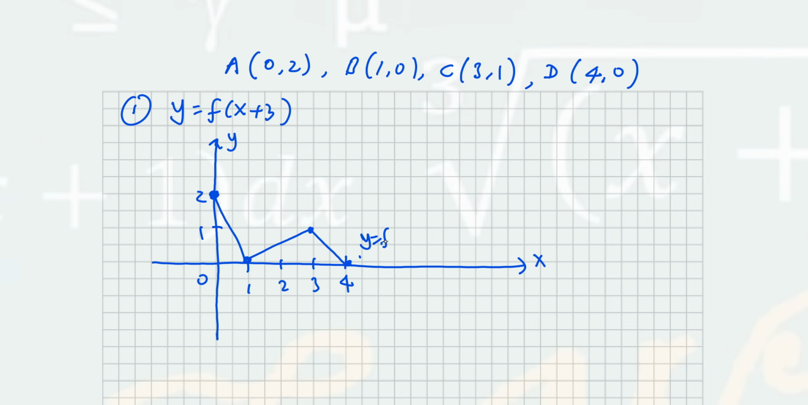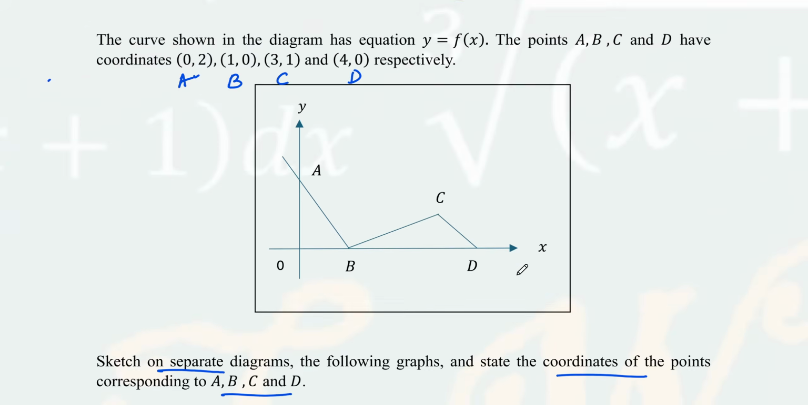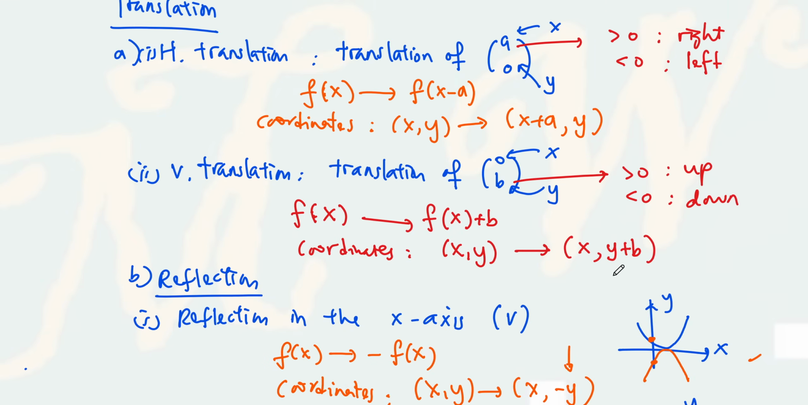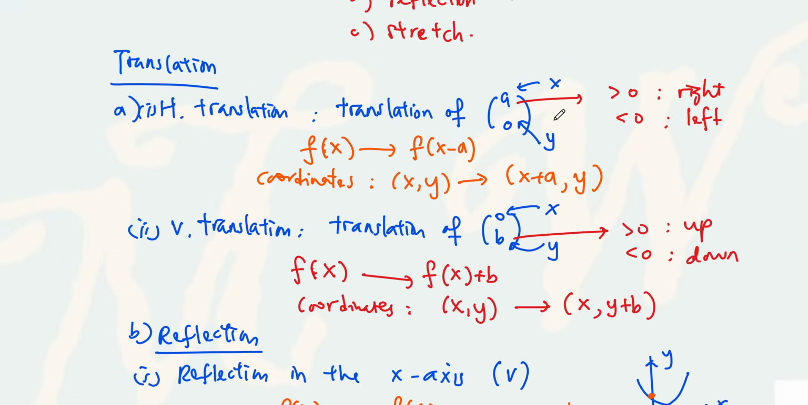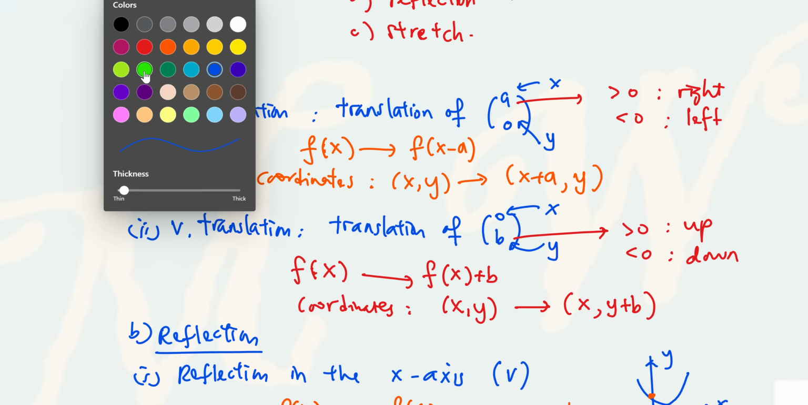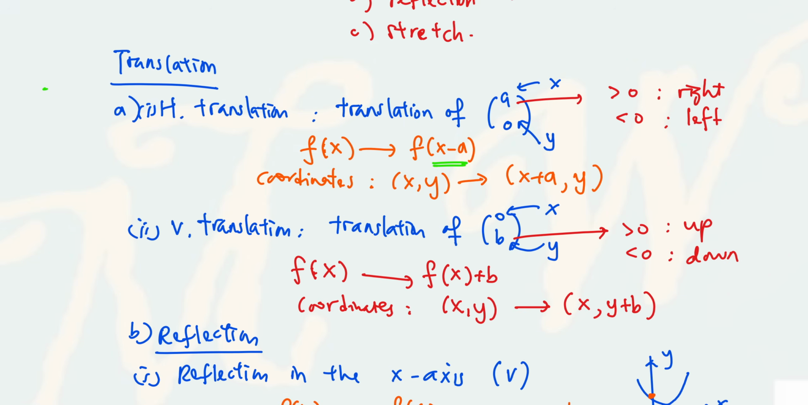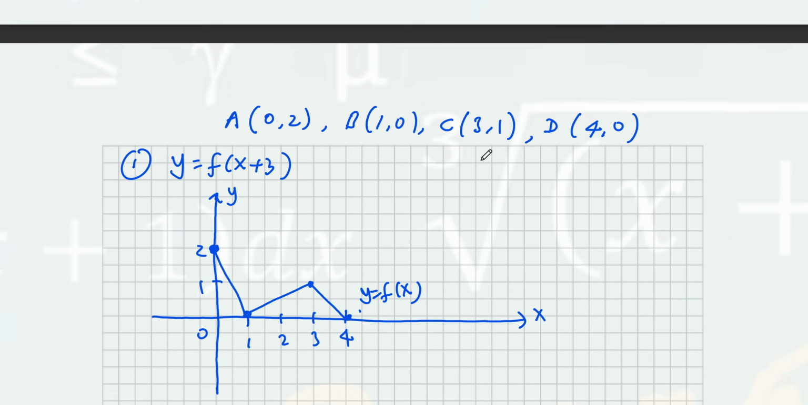Right, y equals f(x). And when you need to sketch y equals f(x plus 3), go back to the notes over here. f(x plus 3) is this case. That means if here is plus 3, your a is going to be negative. Or you can just write down the translation. The translation is going to be negative 3, 0.